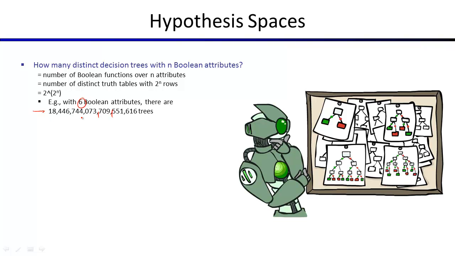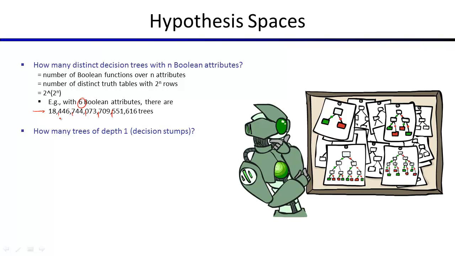million, billion, trillion, beyond 18 million trillion different trees just for 6 Boolean attributes. So this is very large. This is a very large hypothesis space. You probably don't want to consider all of those if you only have a limited amount of training data.